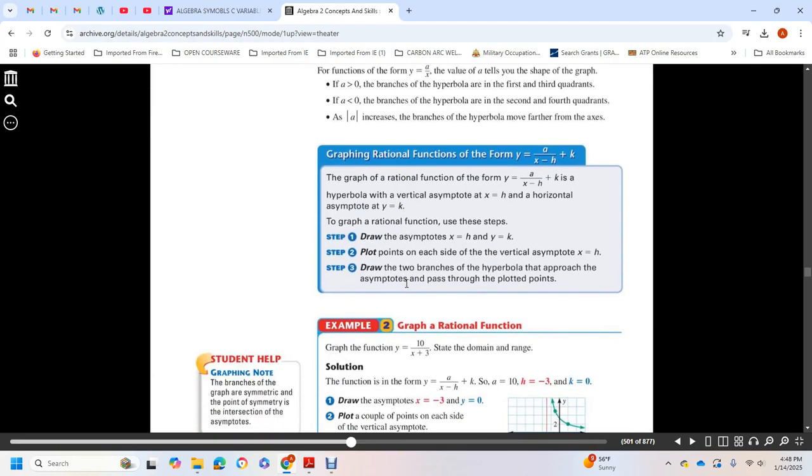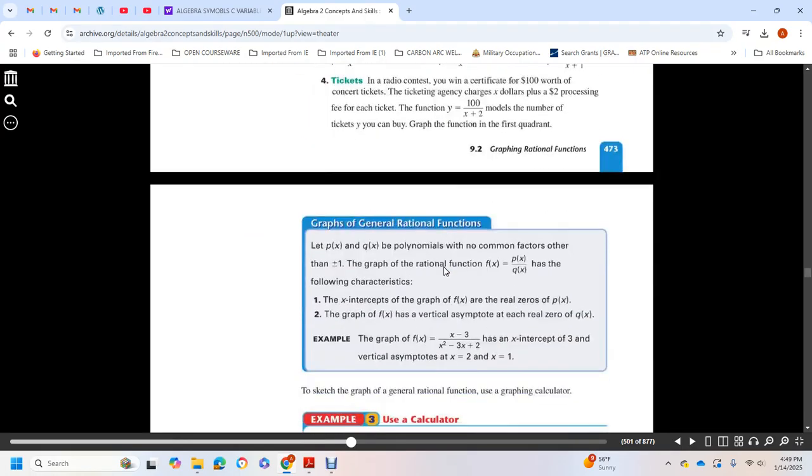Graphing a rational function in the form y equals a over x minus h plus k. The graph of a rational function of the form y is equal to a over x minus h plus k is a hyperbola with vertical asymptote x is equal to h and horizontal asymptote y is equal to k. To graph a rational function, you use these asymptotes. Draw asymptotes x equal to h and y equal to k. Plot points on each side of the vertical asymptote x equal to h. Draw two branches of the hyperbola that approach the asymptotes and pass through the plotted points.